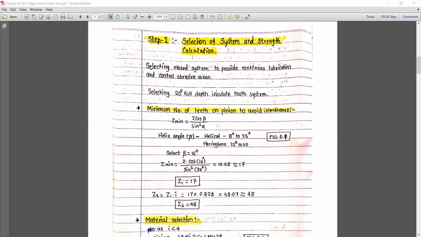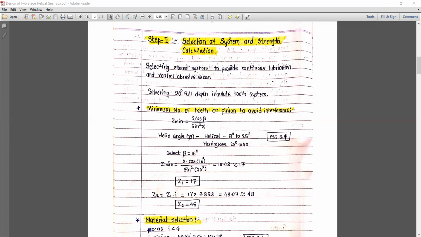Now next we need to calculate the minimum number of teeth on the pinion, which we need to identify to avoid interference. So Z minimum is equal to 2 cos beta divided by sine square alpha. Here the helix angle is not given, but from PSG data book page number 8.1 we can get the range.